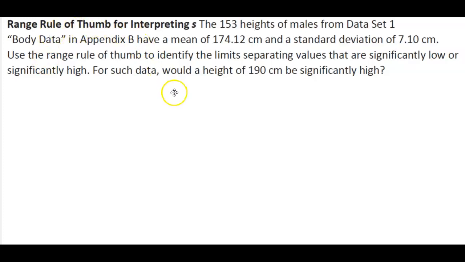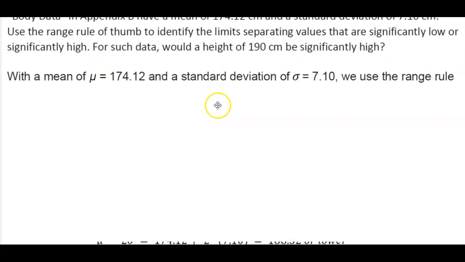Range rule of thumb for interpreting S. The 153 heights of males from Dataset 1, body data, in Appendix B have a mean of 174.12 centimeters and a standard deviation of 7.10 centimeters. Use the range rule of thumb to identify the limits separating values that are significantly low or significantly high. And for such data, would a height of 190 centimeters be significantly high?